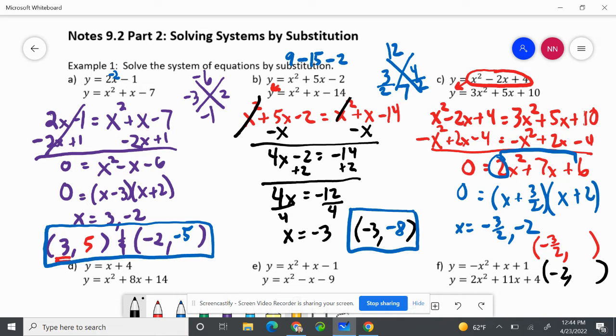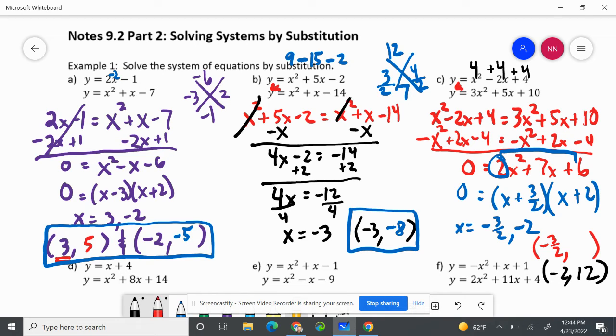Now, just to make it easier, I'm going to start with the negative 2 first because it's a little bit easier for myself. So when I plug in a negative 2 squared is 4. Negative 2 times negative 2 is also 4, and then I have a 4 again. So that would give me a 12.